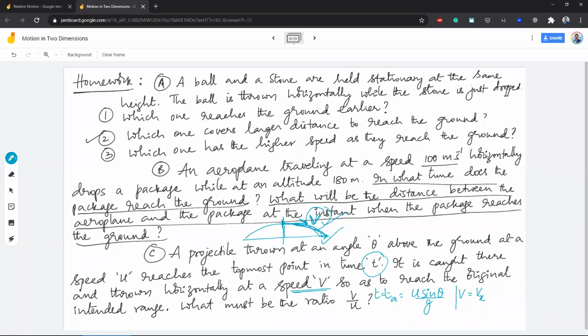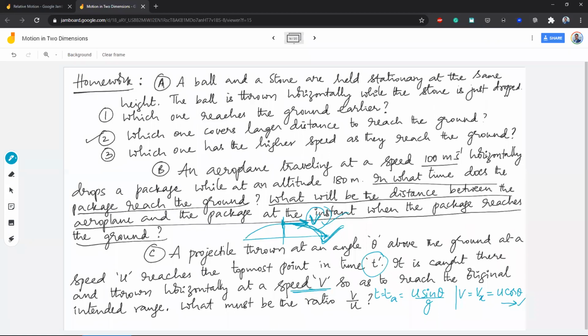At the topmost point, the particle can only have horizontal velocity because the vertical velocity has become zero at that point. So v is nothing but vx, the original vx. Original vx was intended to be u cos theta. Is it not? So if you just let the projectile continue its motion, at the topmost point its speed would have been u cos theta horizontally and it would have reached the original intended range. If you stop it at the topmost point and throw it horizontally so that it reaches the original intended range, obviously you have to throw it at a speed u cos theta from the topmost point horizontally. So v is nothing but u cos theta.